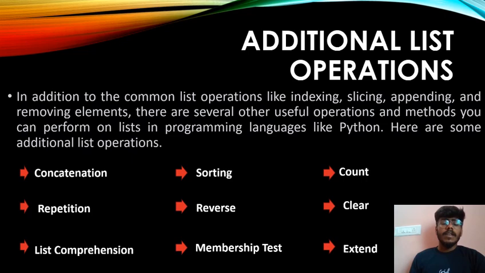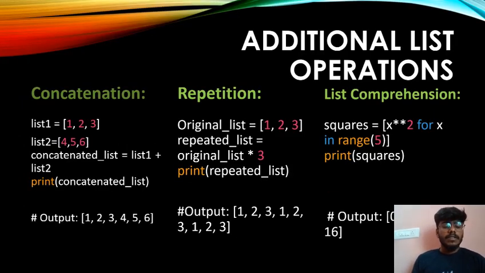The last topic, additional list operations. In addition to the common list operations like indexing, slicing, appending, and removing elements, there are several other useful operations and methods you can perform on lists in a programming language like Python. Here are some additional list operations: concatenation, repetition, list comprehension, sorting, reverse, membership test, count, clear, extend. First, concatenation. It means combining two or more lists into a single list. One example is here.